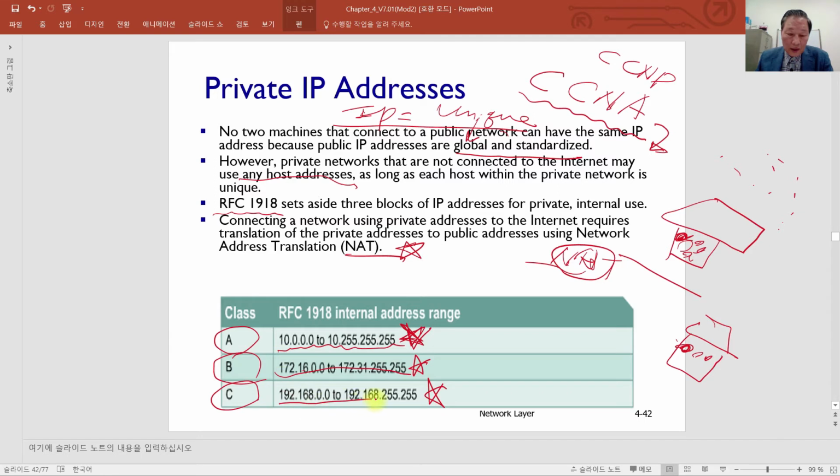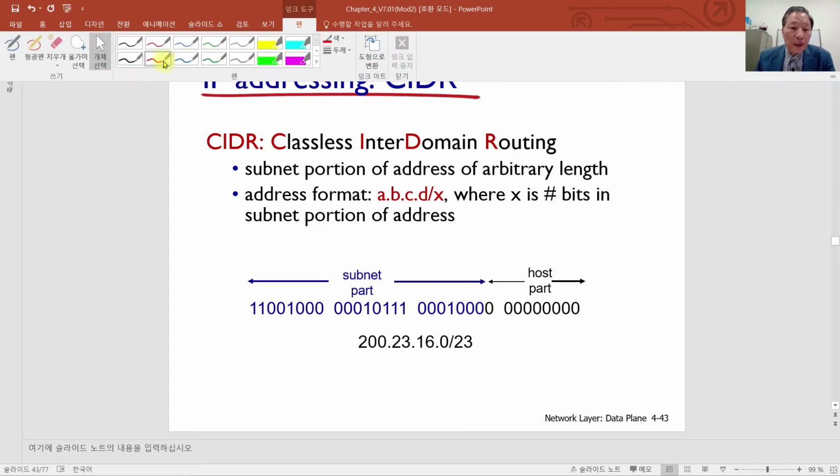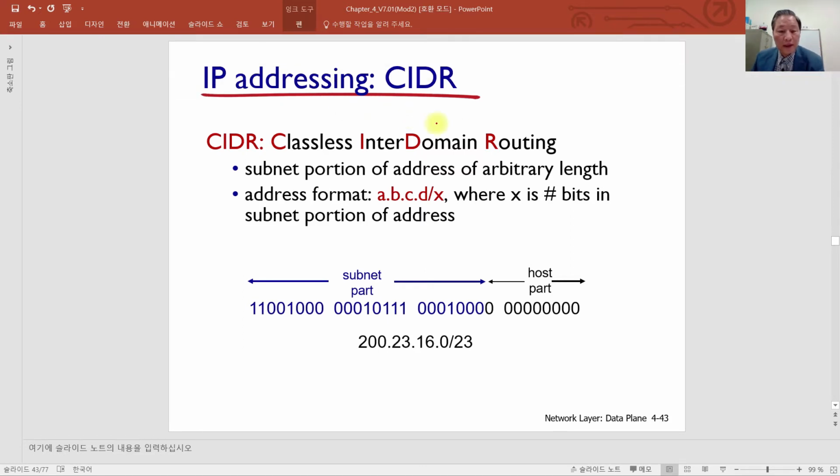Also this one, the C class. Please try to remember this one. Okay, this one is explaining about the CIDR format. CIDR format we used briefly in the previous example, but let's focus on that CIDR format in more detail here.